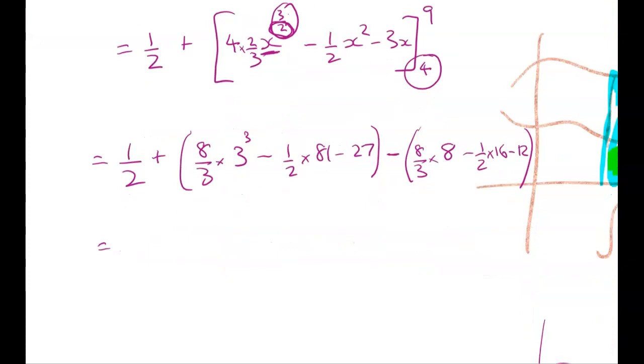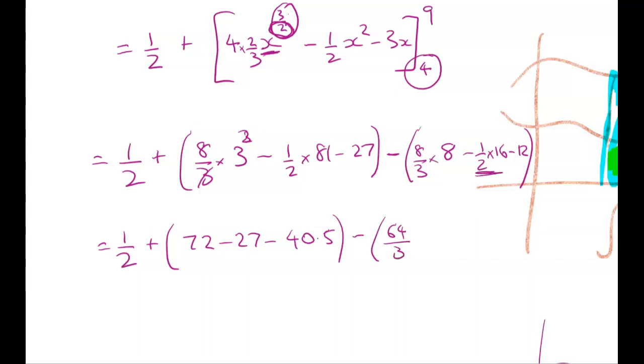So a wee bit of cleaning up here. We've got a half plus, here we've got the 3 cancelling out with that. So we've got 72 minus 27 minus 40.5 minus 64 on 3 minus 8 minus 12, which gives me minus 20.